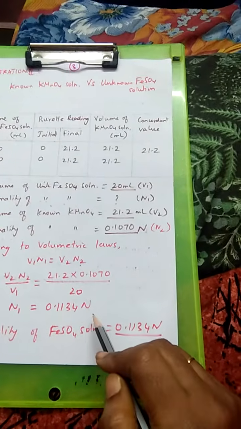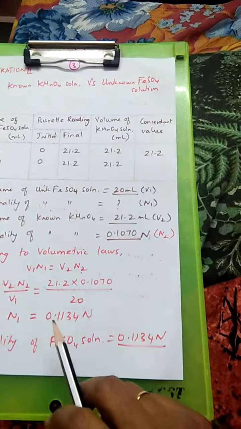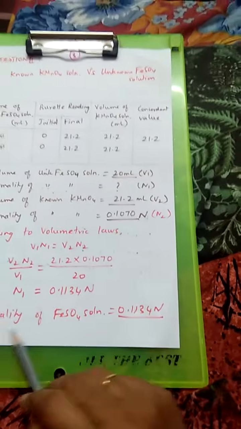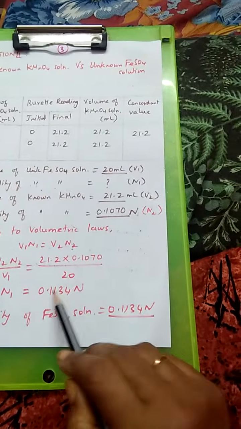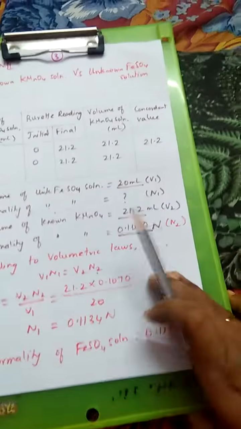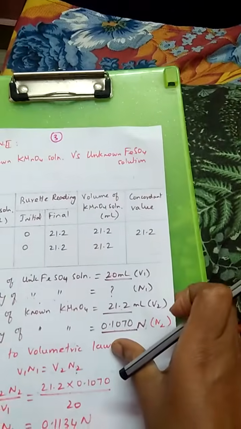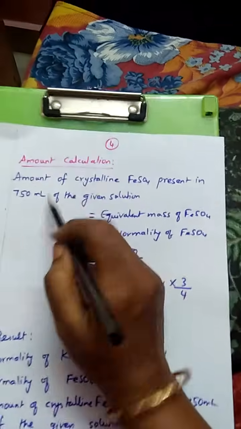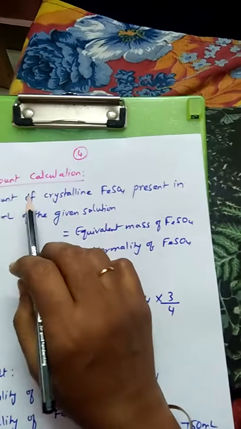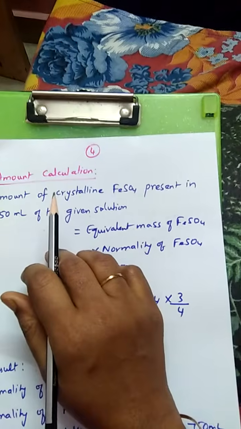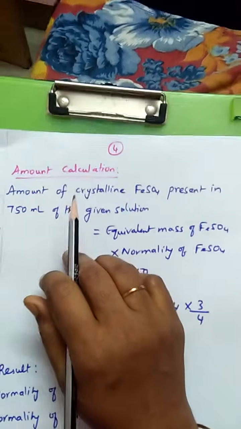You can use a calculator for doing the calculations. Then the normality of ferrous sulfate solution is equal to 0.1134. This normality is made use of in the amount calculation. This is written on the third page, and the fourth page will be the amount calculation. This part, the amount calculation, will come in the question itself. So in the question itself it will be given.